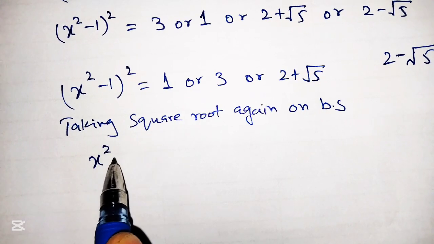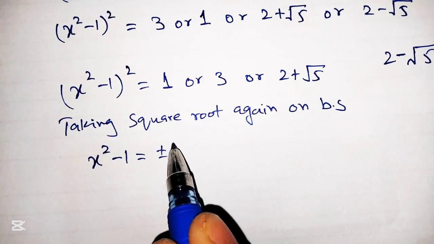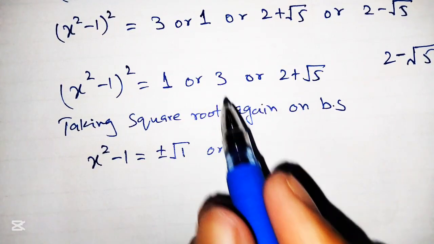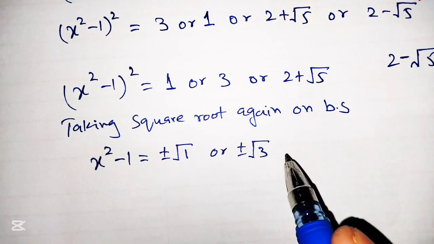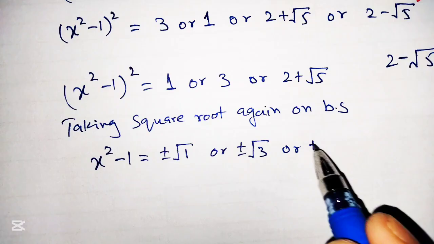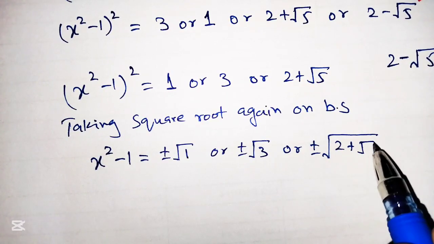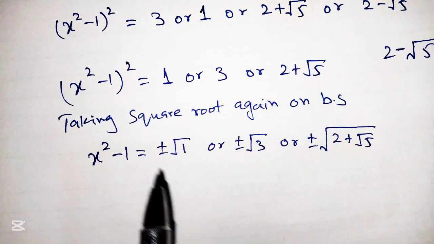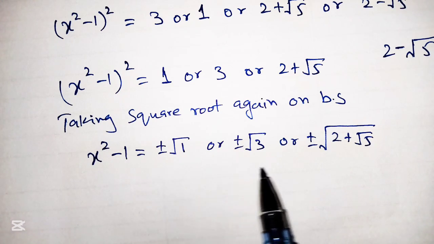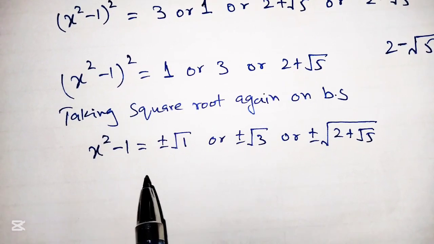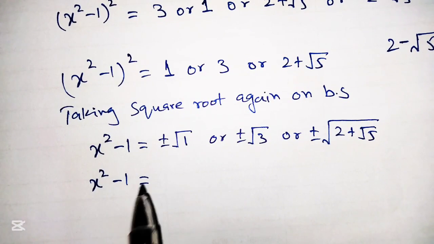On the left hand side we will get x square minus 1 is equal to plus minus square root of 1, or plus minus square root of 3, or plus minus square root of 2 plus square root of 5. So after taking square root on both sides, this square is eliminated, and on the right hand side we get these answers.